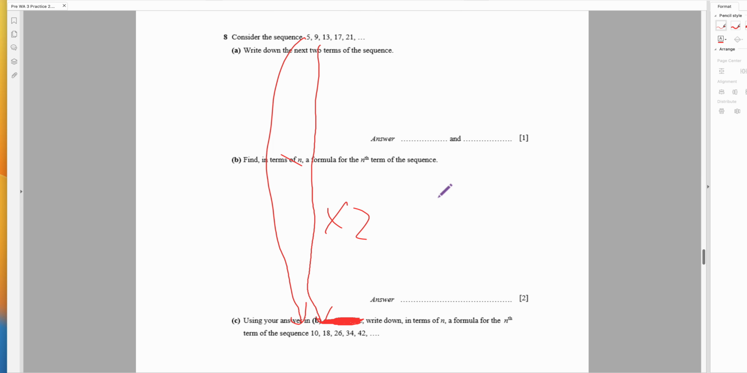5 minus 4, the bracket n minus 1. No, you need to simplify it. If you don't simplify, you get penalized. That means the examiner will say, "You asked me to simplify for you? Okay, I will minus 1 mark."